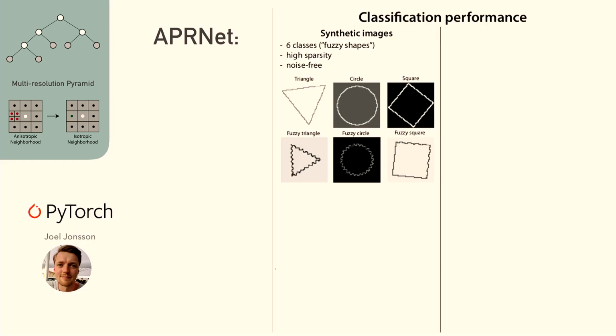This is work that was done by a talented master's student, Joey Johnson. Currently we just have classification tasks working. The simple task that we tested against had six different types of objects: a triangle and a fuzzy triangle, a circle and a fuzzy circle, a square and a fuzzy square. We wanted the algorithm to be able to capture this high resolution content.